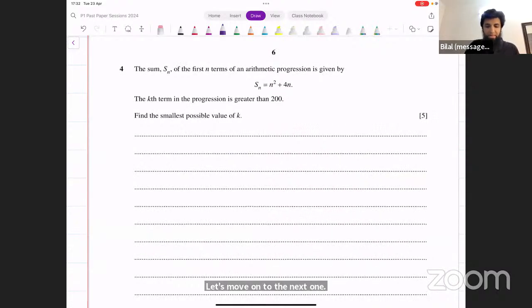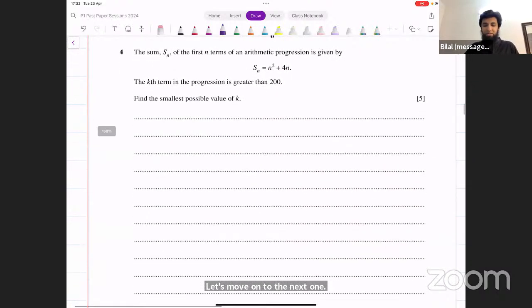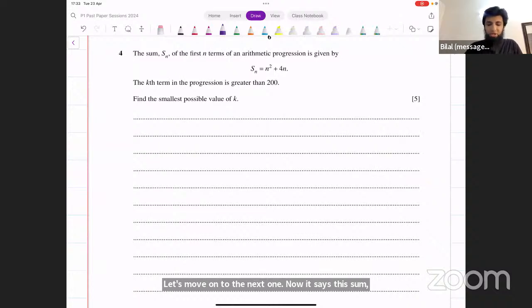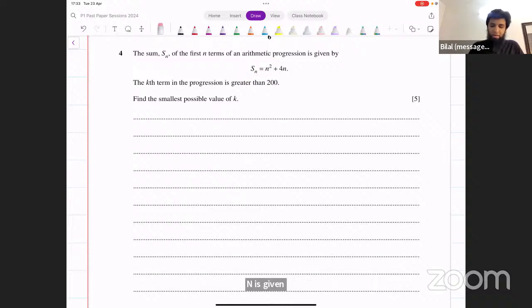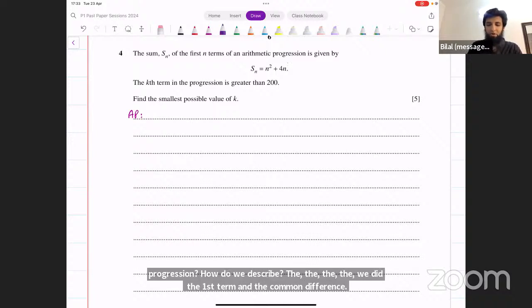Now it says the sum Sn of the first n terms of an AP is given by this. The kth term in the progression is greater than 200. Find the smallest possible value of k. Okay, now how do we think about this? Sn is given, and it's an arithmetic progression. What are the parameters of an AP, of an arithmetic progression? How do we describe an arithmetic progression? We need the first term and the common difference. Can we find both of those things from this formula?